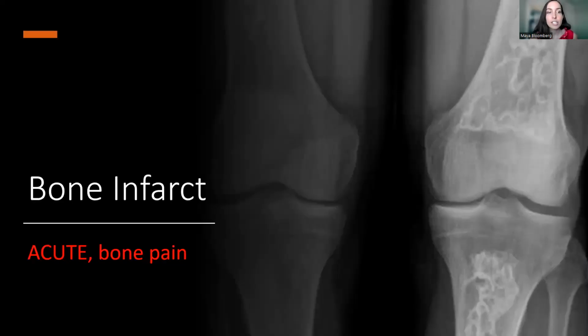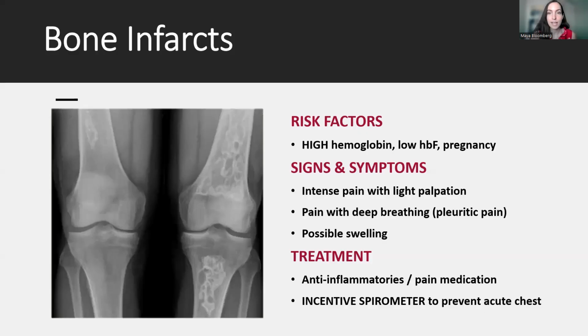Next complication is bone infarct, which is when you have sickled hemoglobin blocking off blood supply to a bone, where you get really acute and sudden pain. So signs and symptoms can be really intense pain with light palpation. I mean, sometimes just gently tapping, you don't have to do it hard, just provokes a lot of pain. You might have pain with breathing. This is what we call pleuritic pain, and maybe some swelling.